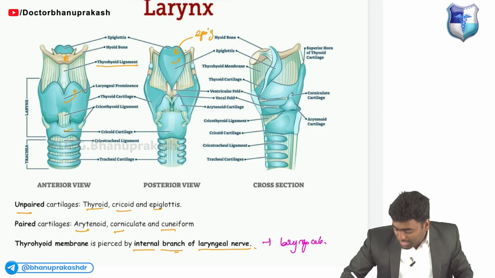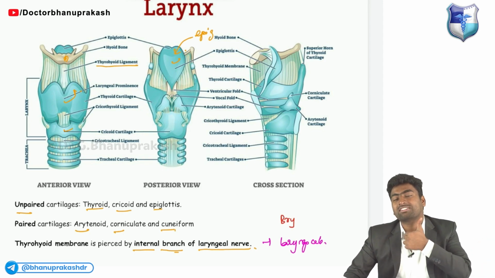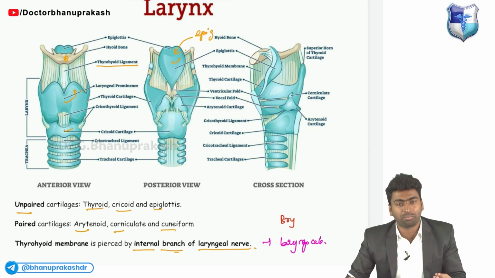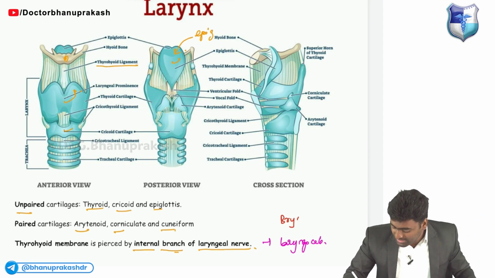Okay, and we know there is a sign of laryngocele, which is known as the brachial sign. It is an air-filled structure, so once you press it, the air will come out. That is why it is known as brachial.